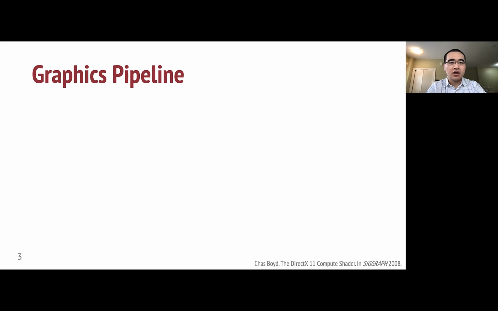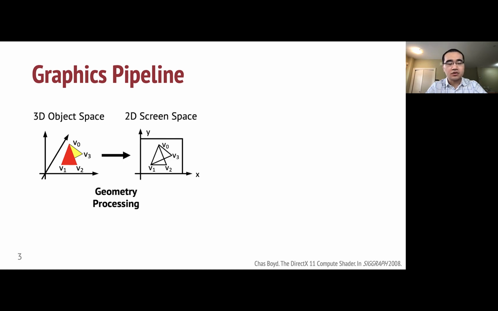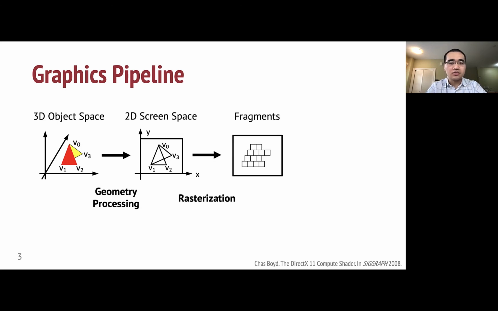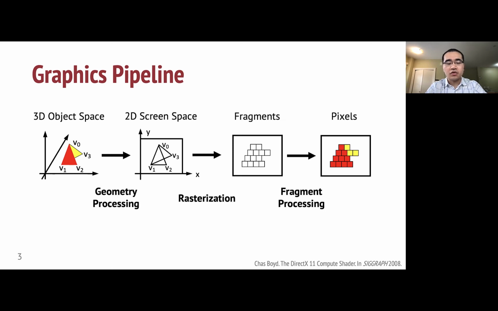First, let's look at how the graphics pipeline works. The graphics pipeline starts from 3D primitives in object space. In the first stage, the 3D primitives will be projected to the 2D screen space. In the second stage, the 2D primitives will be rasterized into small fragments. In the third stage, the fragments will be processed to generate final pixels.